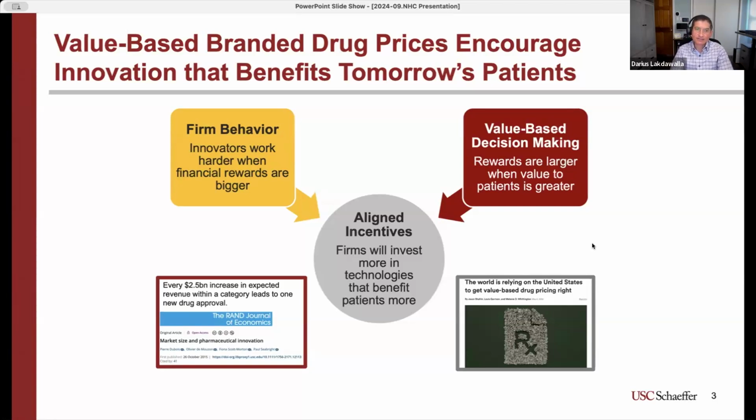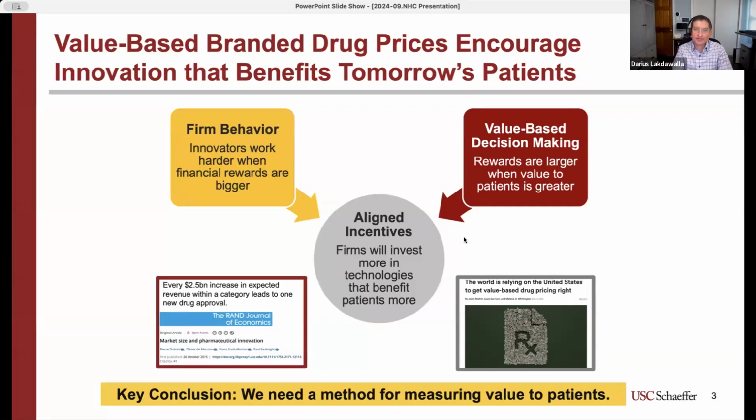Now, one of the implications of all this analysis is that we need some way of understanding what's valuable to patients. This probably seems complicated, and it is complicated. But the good news is that there are methods that are reasonably long established for measuring value of new goods to consumers of all kinds. And GRACE leverages those methods in its goal of making value assessment more patient-centric.